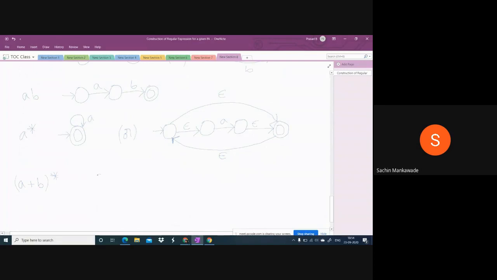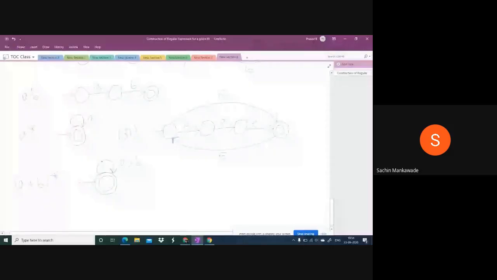This is for epsilon. This is for A, A square, A cube, and so on. And this is for B square, B cube, and so on. And also any combination of A and B. This is the best diagram for A plus B whole star.